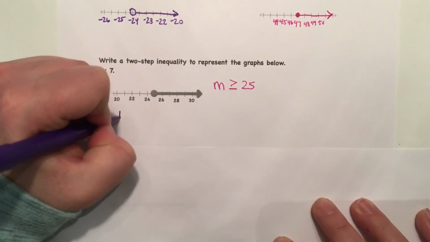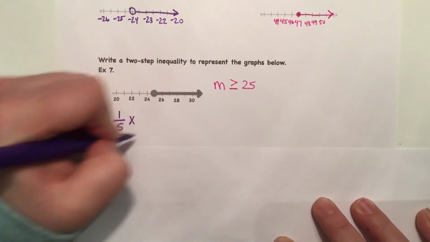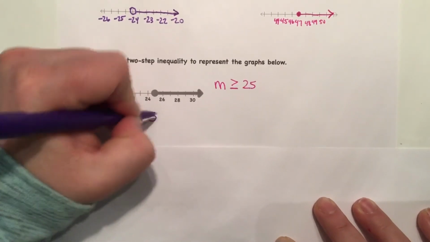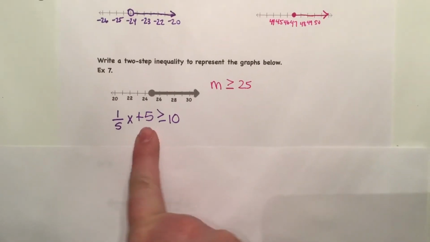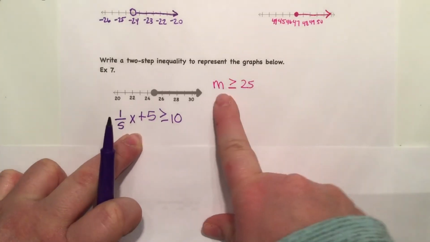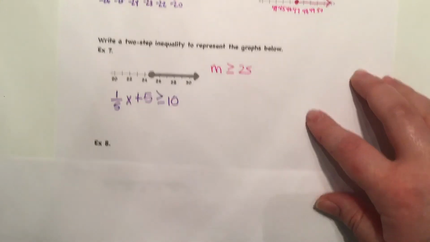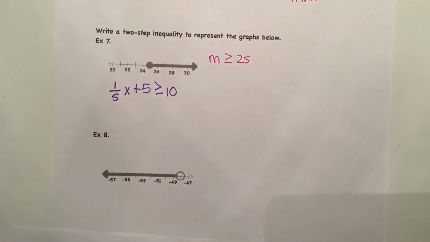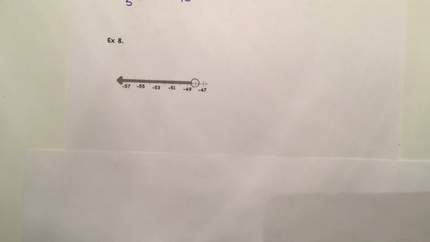All right, and we're back. So my example that I'm going to use is 1/5 times x plus 5 is greater than or equal to 10. Now, if I was to go ahead and solve this inequality right here, it would solve to m is greater than or equal to 25. Let's try example number 8 on our own. Again, feel free to pause the video and come back to it as soon as you are ready.